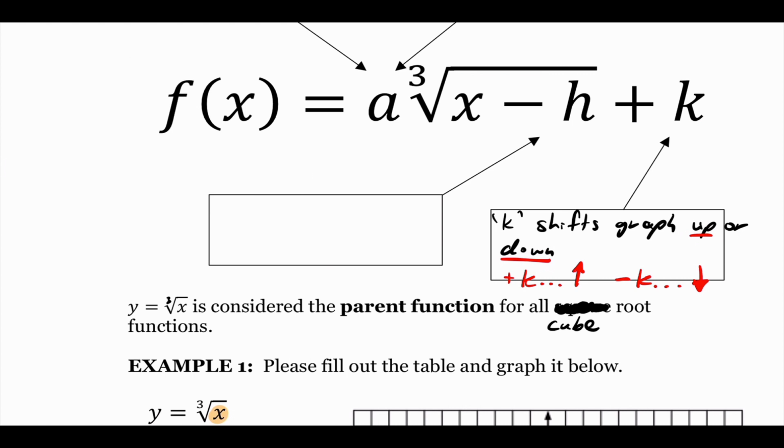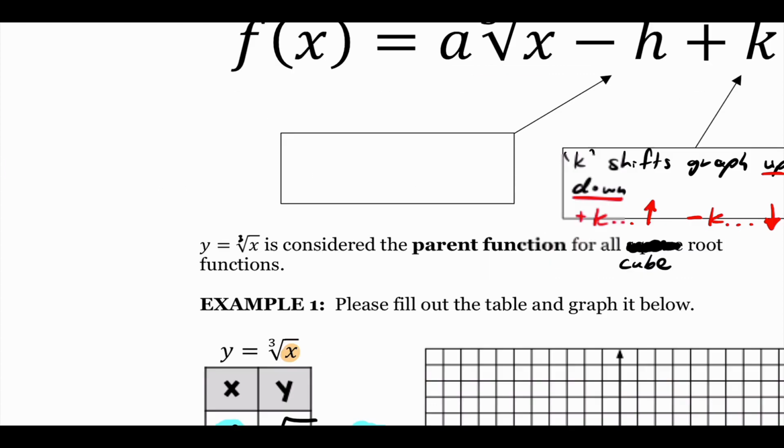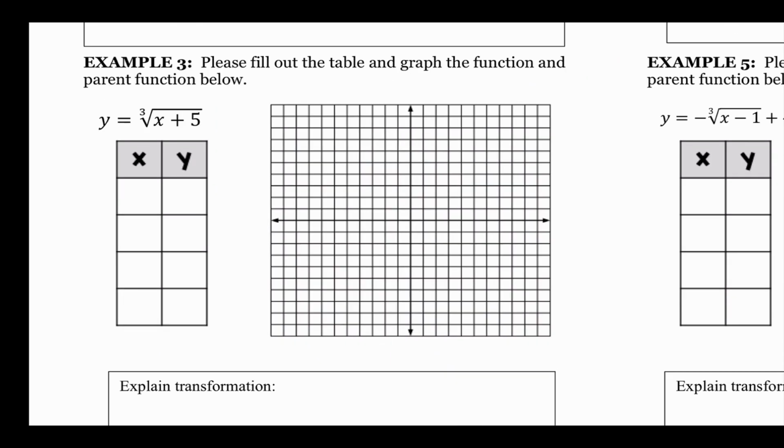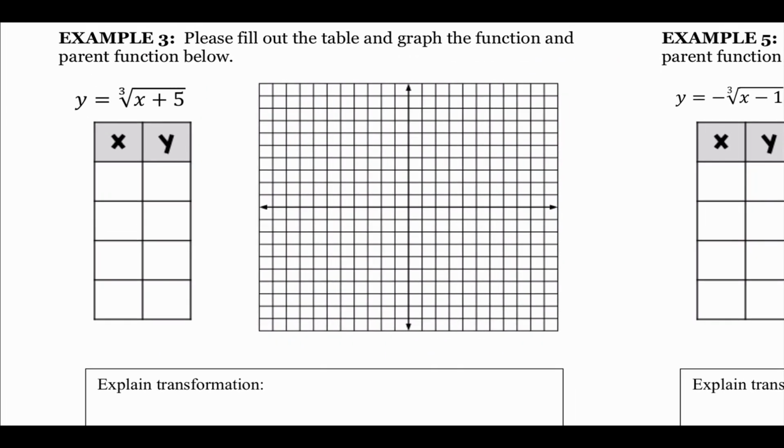Okay. Let's go to the next one. Let's go to number 3. Anytime you're making a table, start inside the radical, right here. I always highlight it or underline it because that's where I'm starting.